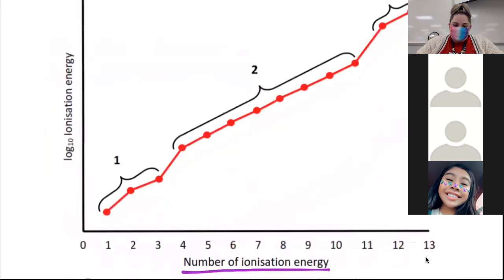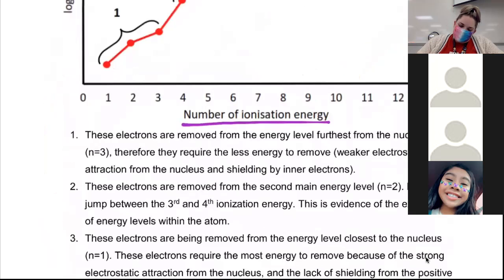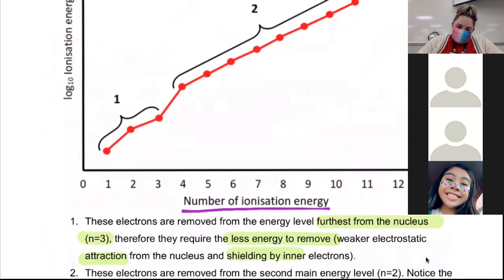It says these electrons are removed from the energy level furthest from the nucleus, n equals 3. And so they require less energy to remove because there is a lower attraction to the nucleus and more shielding by the inner electrons. So these ones up here, that are labeled 1, those are the 3 valence electrons that aluminum has. Okay, so that's why they're basically going up.